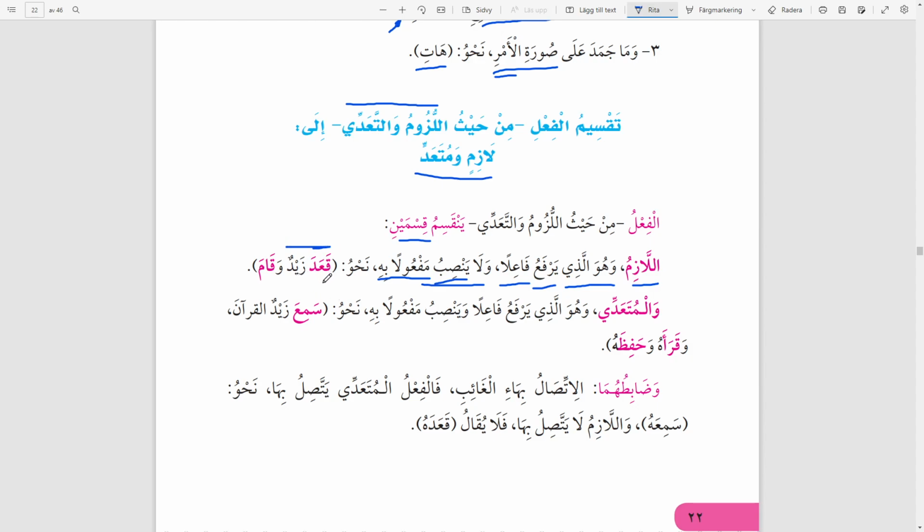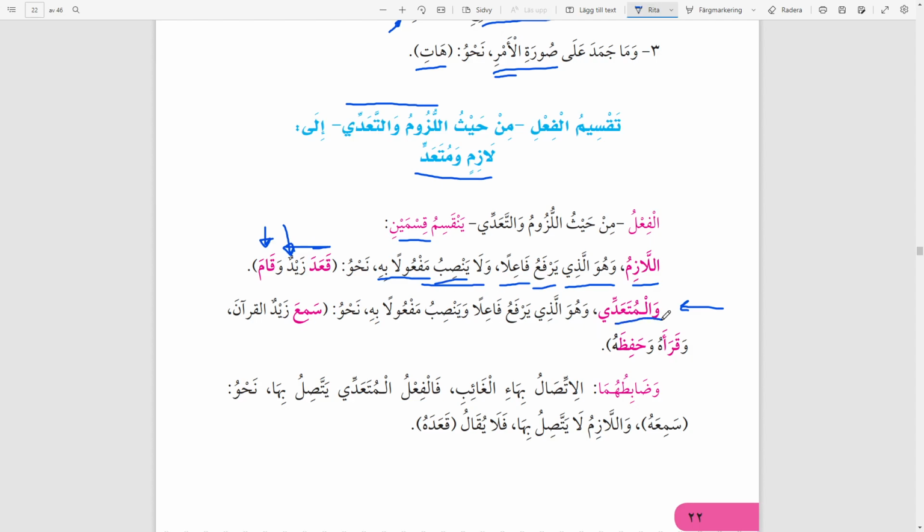Zayd sat. Zaydun is marfu', and there is no object here that is mansub, meaning it should have fatha, like we will go into here. And qama, he stood up. There's no like he hit someone or something like that.